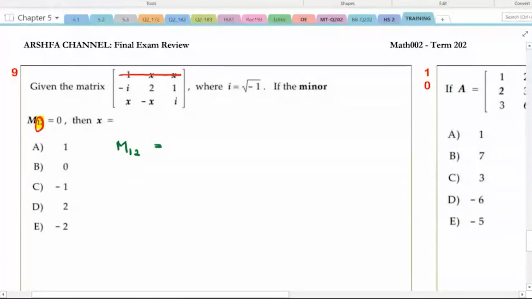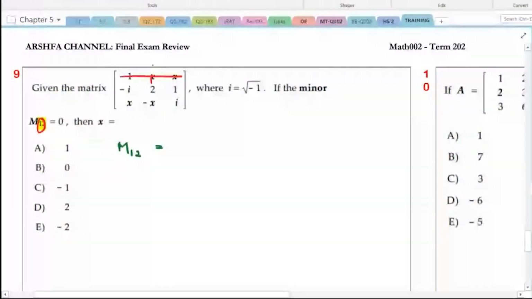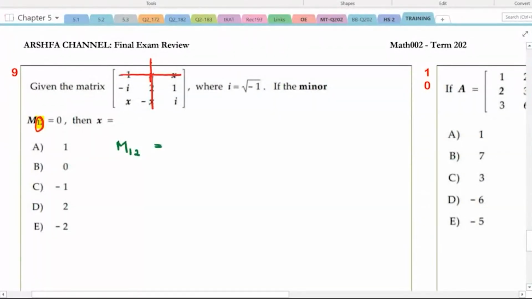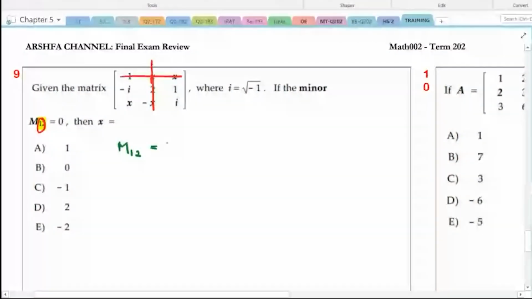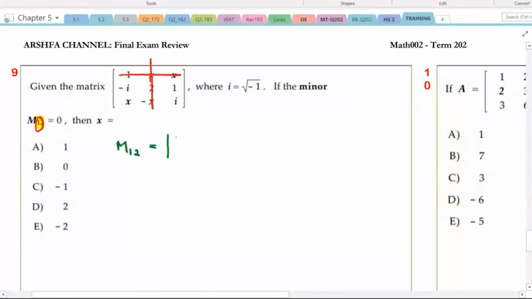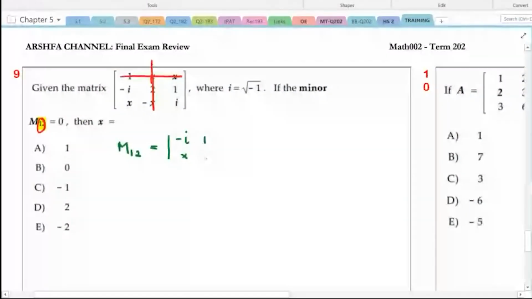The element in row number 1 and column number what? Column number 2. We delete the element in row number 1, column number 2. So the determinant of what is remaining is what we call the minor. So this will be equal to the determinant of minus i, x, 1, and i.